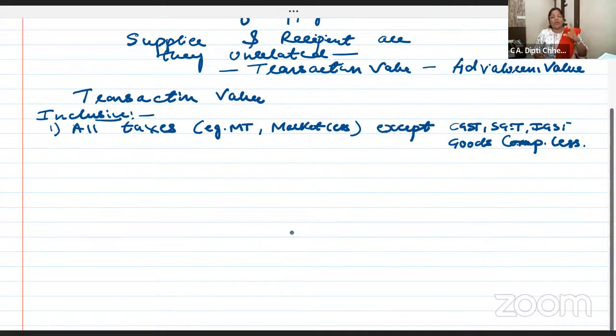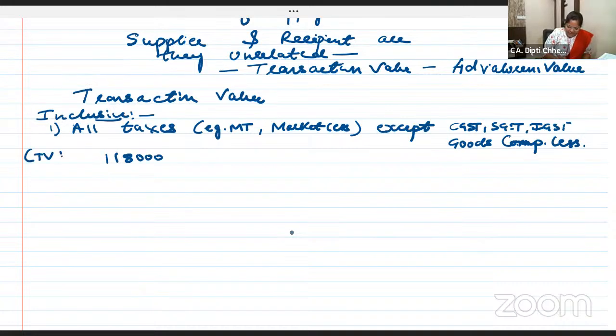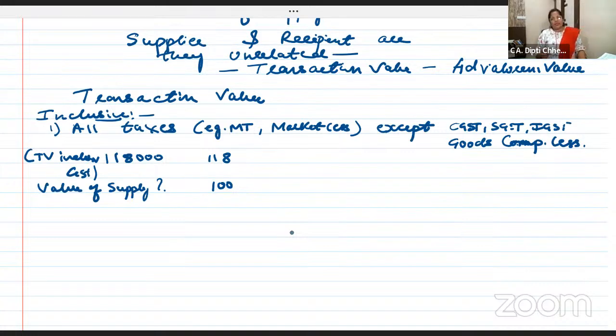So to get the value of the supply, even if it is inclusive of 18% GST, 118, can you bring it to 100? Yes, right? So let us take 1,18,000 as the transaction value inclusive of GST. So this is 118. What is 100? Value of supply. What is 100? 1 lakh. Clear to all of you? Yes, this is the concept.